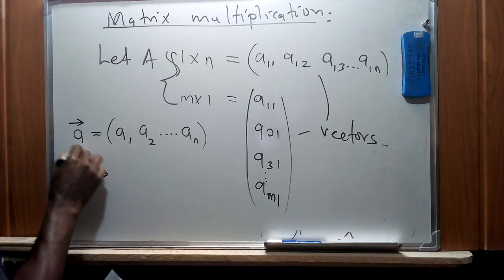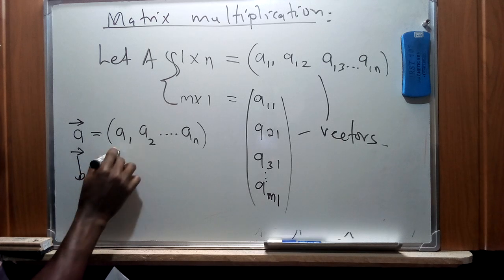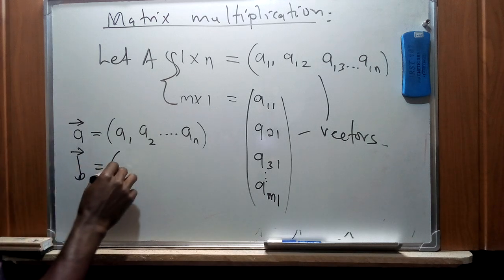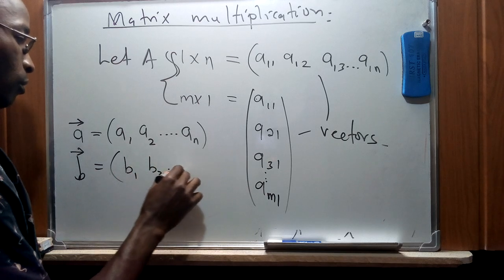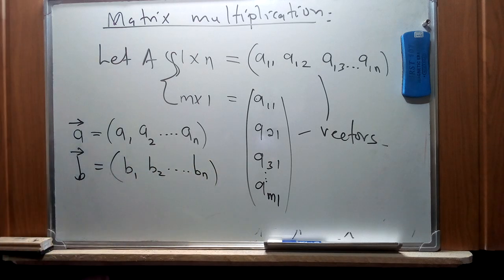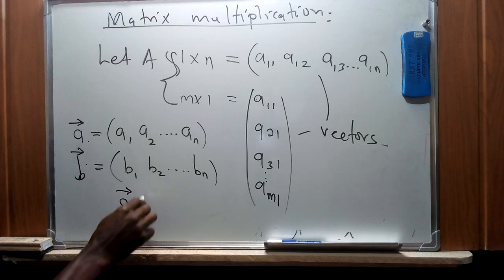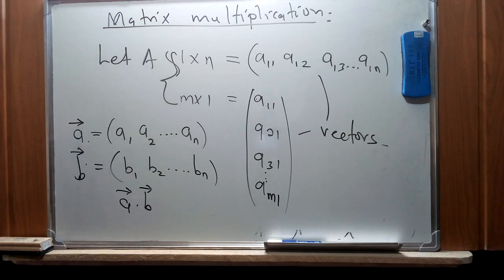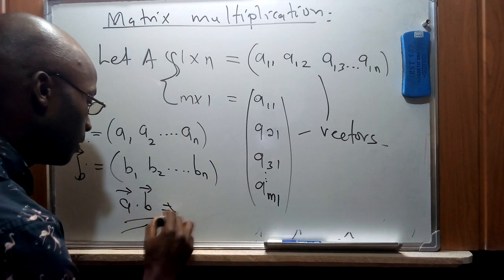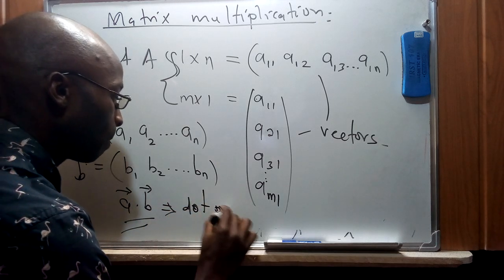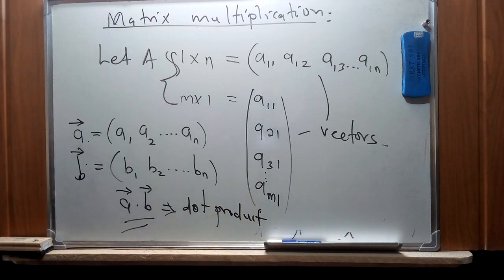Similarly, for a vector B, we can give a general representation as B1, B2, up to Bn. For vectors of size n, this is the general representation. The dot product of vectors A and B will be denoted as A·B. This is known as the dot product of the two vectors.